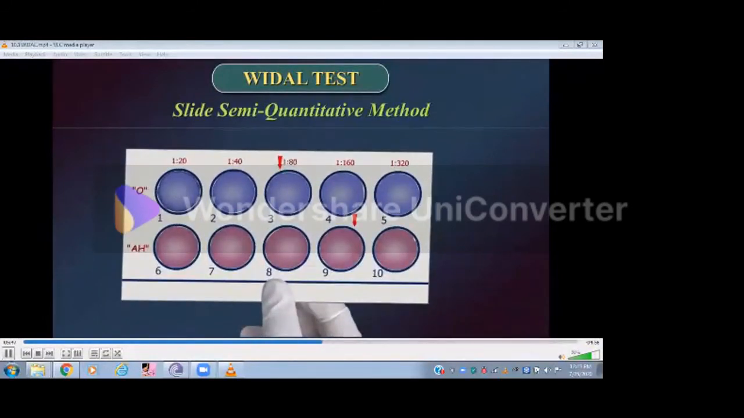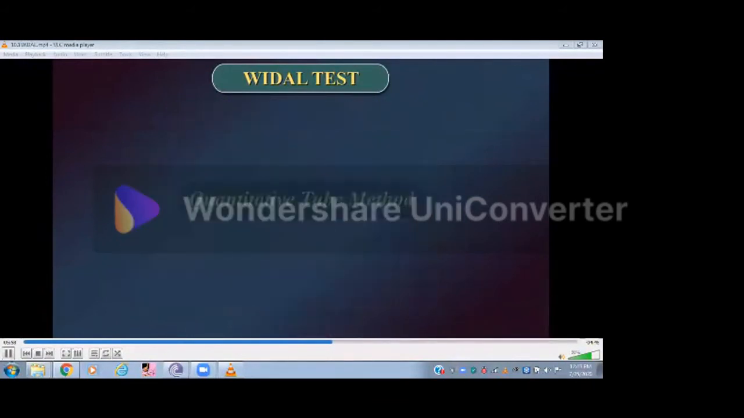Interpretation of result. Agglutination is a positive test result. The titer is reported as a reciprocal of the highest dilution, which shows a positive test result.